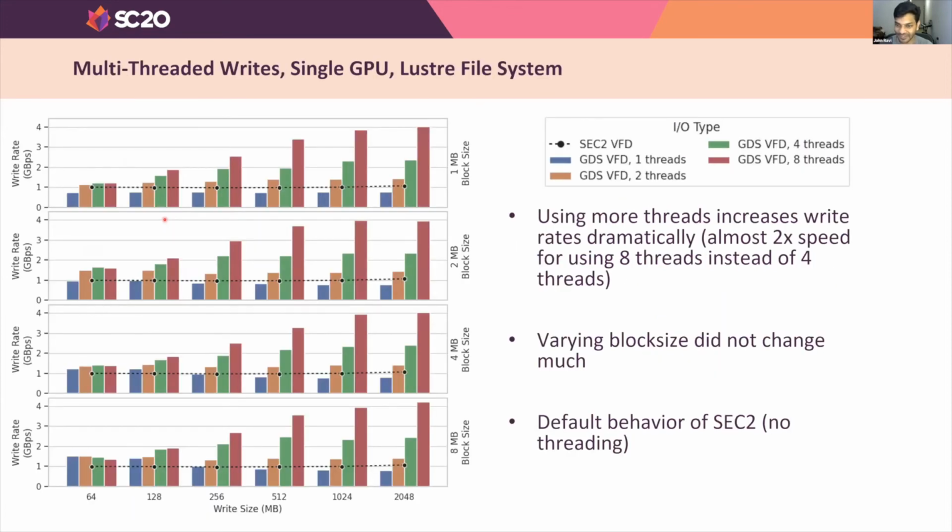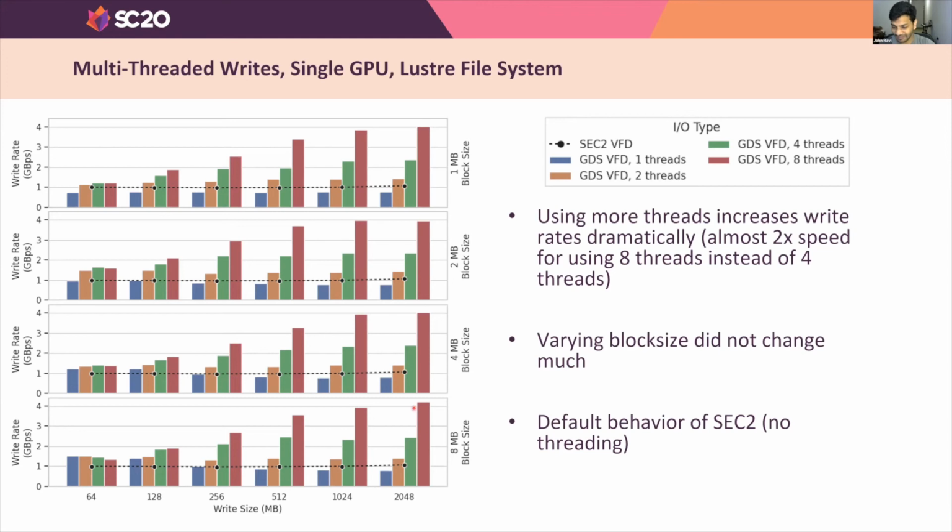So the subplots here are showing different block sizes, and then the series here show multiple threads, and this is compared with the default behavior of sec2. I didn't enable threading at all for sec2. So this dotted line here is just an overlay of sec2 with a single write request.